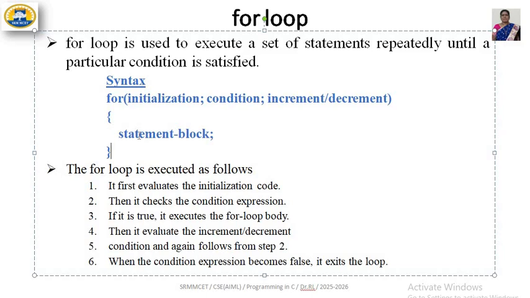Here the for loop is executed as follows. First it evaluates the initialization code, then it checks the condition expression. If it is true, it executes the body of the loop. Then it evaluates the increment or decrement statement. Then the condition is checked, and again it follows from step 2 onward. When the condition becomes false, it exits the for loop.